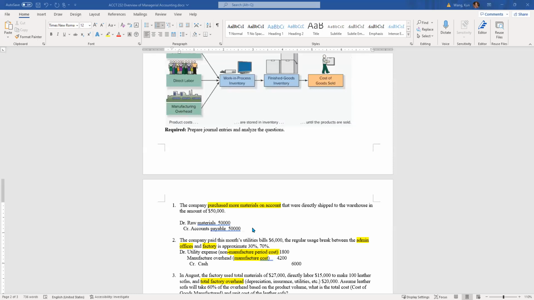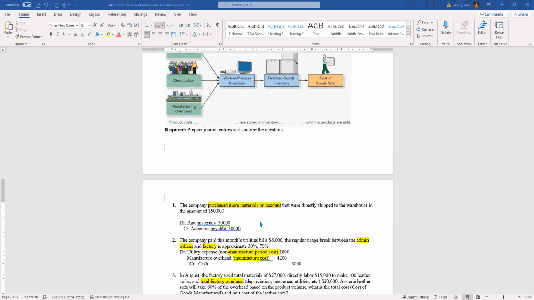So raw material is an important current asset in manufacturing industries in their balance sheet. For this transaction, we increase the raw material account, the asset, by $50,000. So from your 231, an asset increased by debit. But for this purchase, the company didn't pay on the spot. They put it on account.